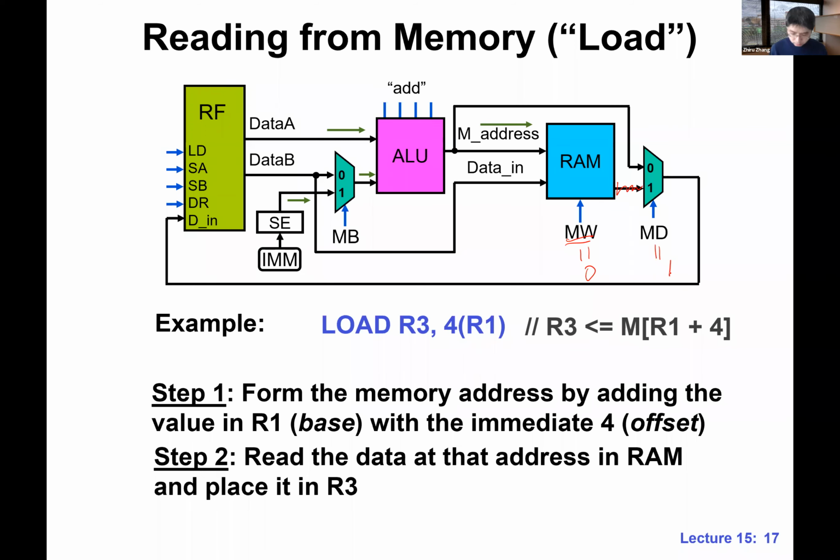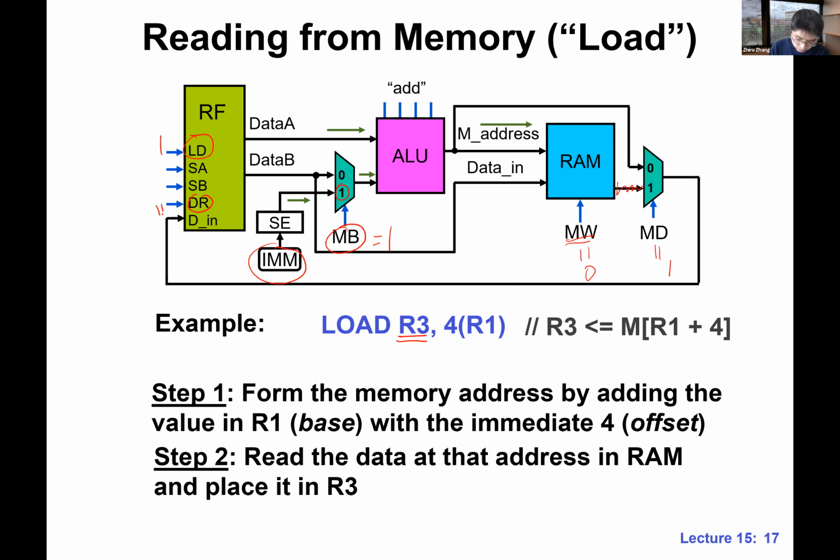Okay, and let's look at other signals. MB. What is MB? Make sure you try to follow what's going on here. There will be a quiz at the end. It's 1, because we want to add the immediate value, so we want to take this path. MB is 1. How about LD? LD is 1, because we want to write to R3. So our DR is 1, 1.